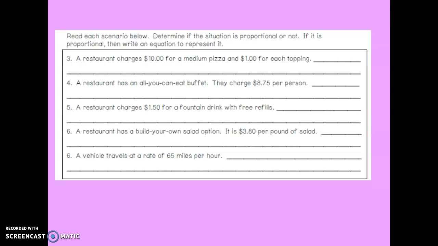So this is telling us to read each scenario below and determine if the situation is proportional or not. If it is proportional, it is asking us to write an equation. So this first example: a restaurant charges $10 for a medium pizza and $1 for each topping.